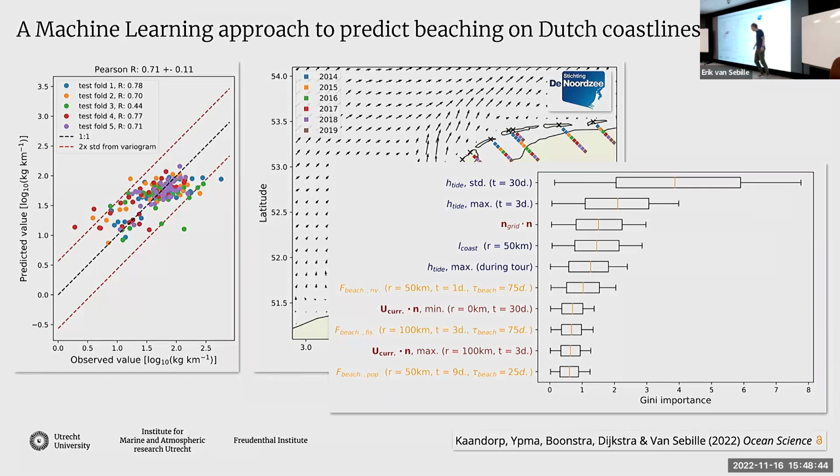The red ones all have to do with the currents and the flow itself. And interestingly, the yellow ones have to do with the sources of plastic, where the plastic comes from in the first place. And those are not nearly as important as I would have expected. I think the reason is that there's just enough plastic floating around in the North Sea, right? There's this kind of reservoir of plastic, and whether it ends up on the beach really depends on the tides and the currents, but not so much on whether there's plastic coming from a river at a certain point.